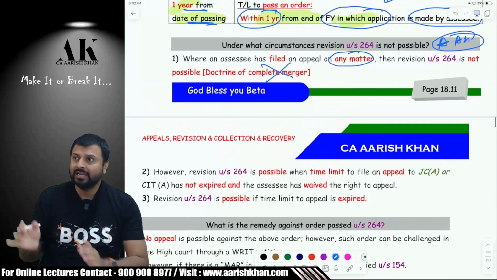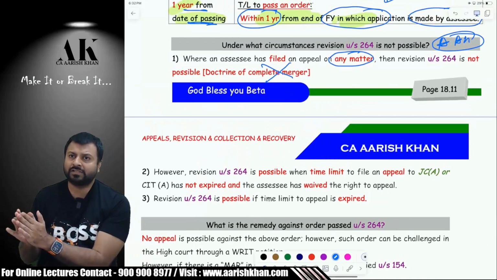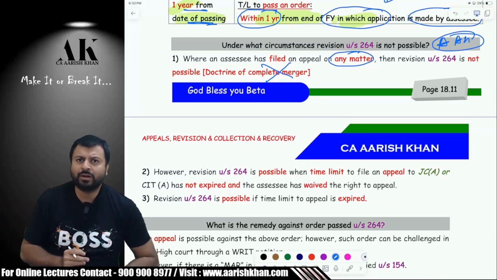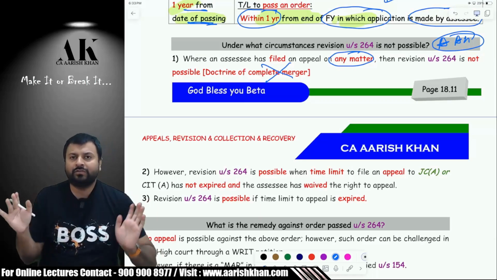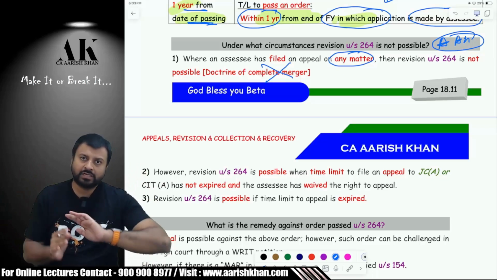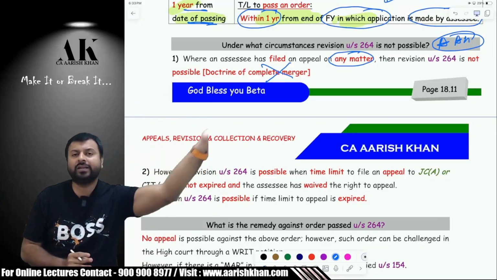Secondly, suppose today I receive the order. Today is 1st April. Now, how much time do I have to make an appeal? I have 30 days to make an appeal. In these 30 days, I cannot go for revision. I can only go for revision after the 30 days time limit is expired.